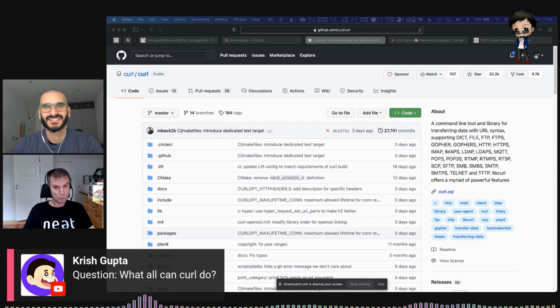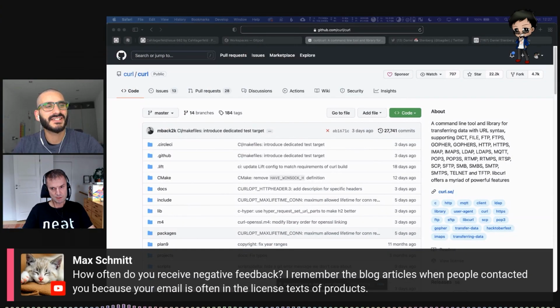Yes. Right now, we have 243 command line options to curl, and most of them can be used together with other command line options. How often do you receive negative feedback? I don't get a lot of negative feedback, actually. Most of my feedback is just confused or strange. For example, I get questions from people who find my email in their car, and when someone emails me because they found my email in their car, you can know for sure that they're asking about something I have no idea about.